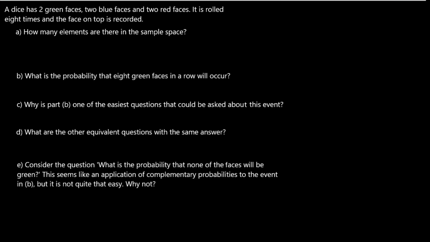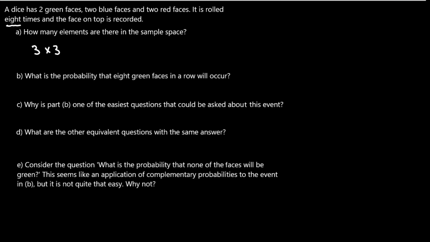So if we break this question down a bit, it says it's rolled 8 times. If we think about this and it was just rolled once, how many elements could there be in the sample space? It would just be 3. We would either have green, blue, or red. If it was rolled twice, we would have 9 results, because we would just multiply the number of outcomes together.